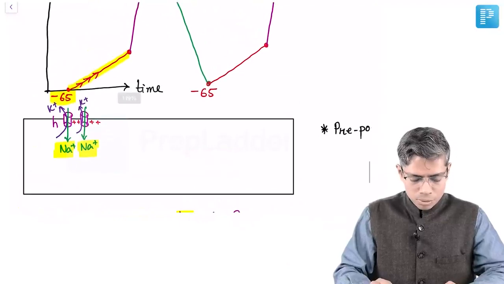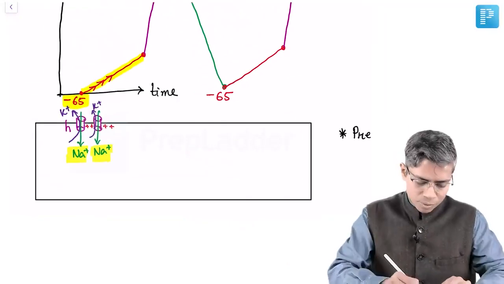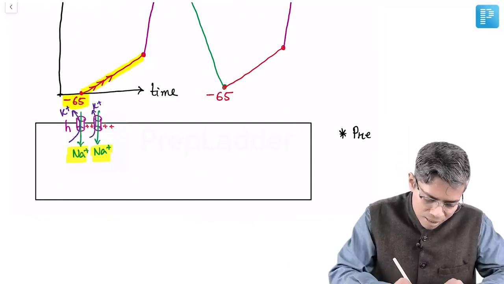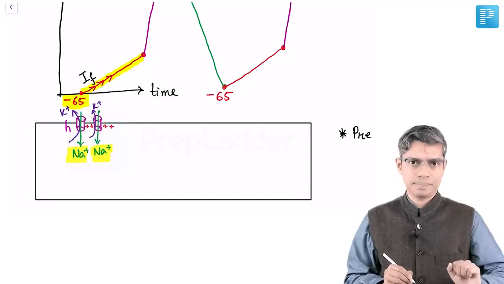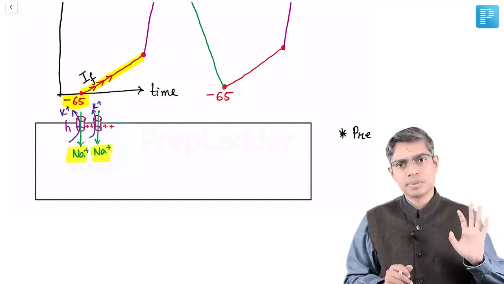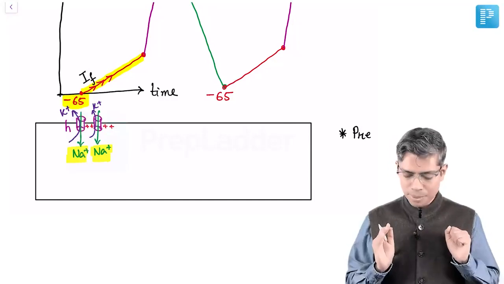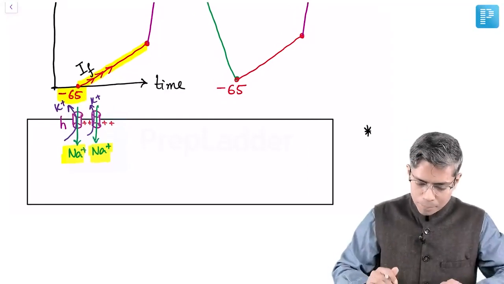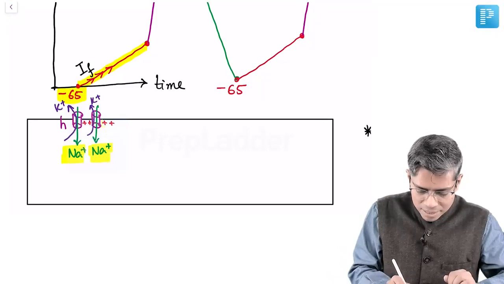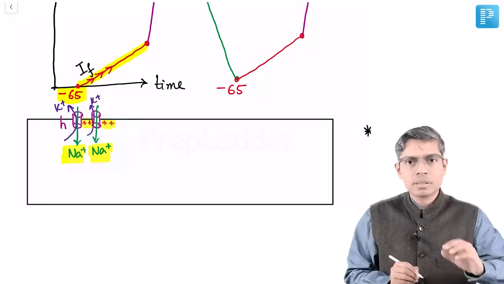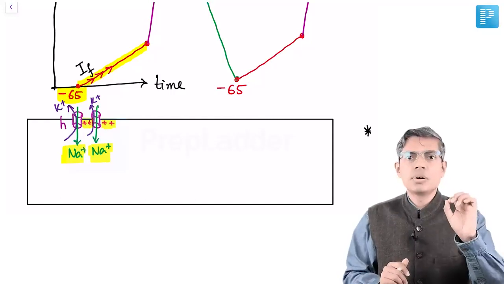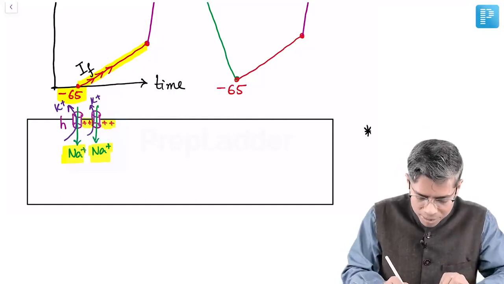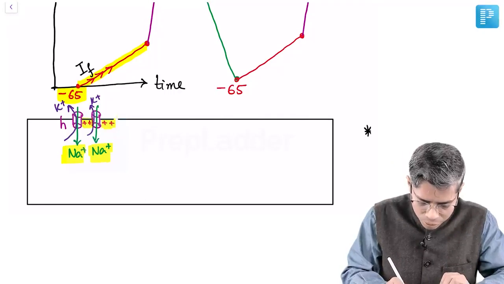Now we have done the first part. I'm writing here that the first part of the prepotential is If. I stands for current, F stands for funny current. So funny current is generating the first part of the prepotential. Now when the prepotential is rising in upward direction, whenever the interior of the cell is becoming positive due to the sodium entry, this will open up another voltage gated channel on nodal tissue cell.